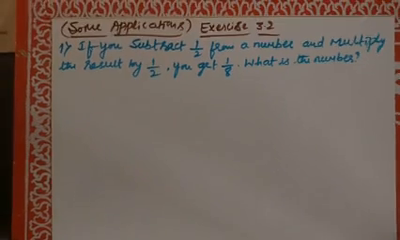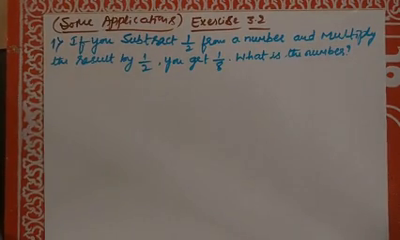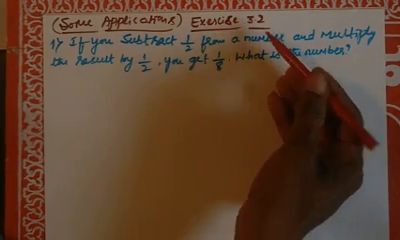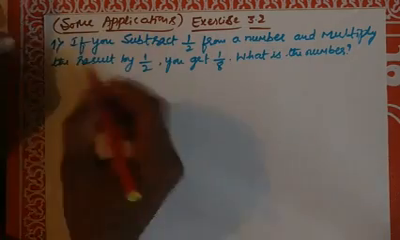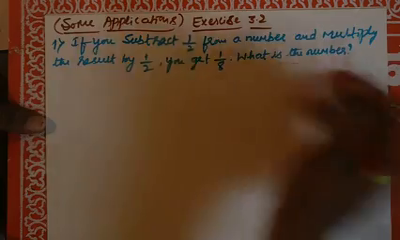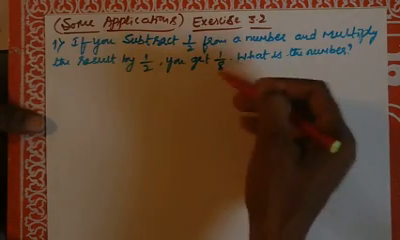Dear students, today in this class we will discuss some application problems on exercise 3.2. This is class for 8th standard. Here we have the first question. If you subtract a half from a number and multiply the result by half, you get 1 by 8.